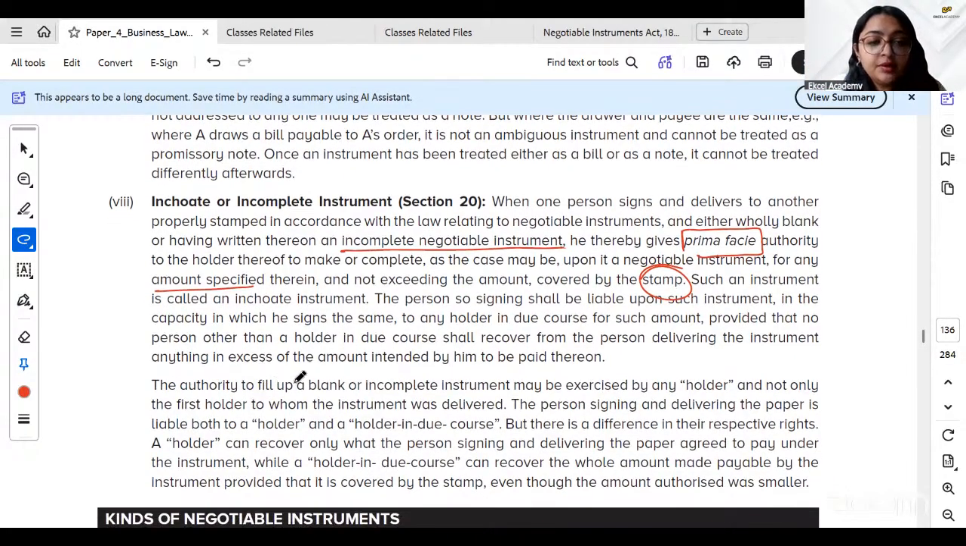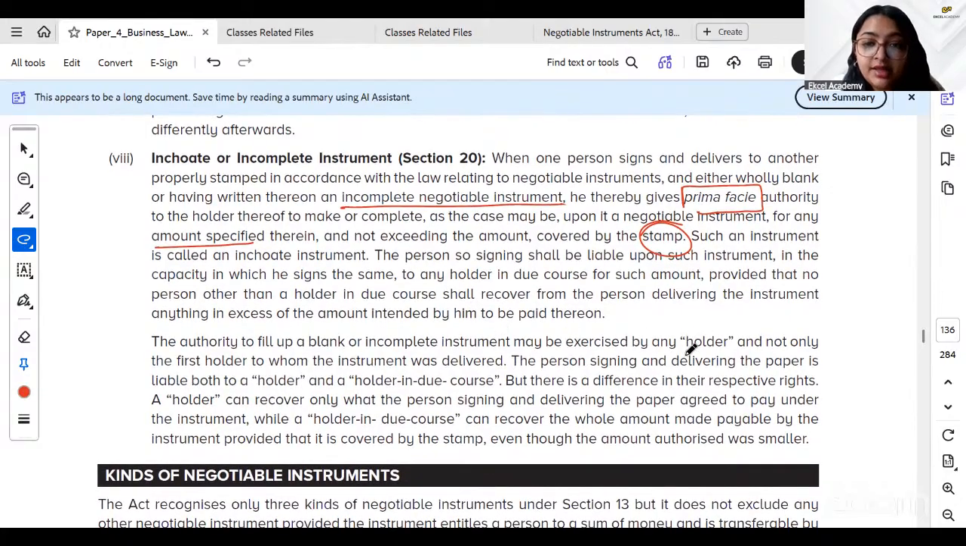The authority to fill up a blank or incomplete instrument may be exercised by any holder and not only the first holder. All right. Please make sure that you are understanding this thoroughly.